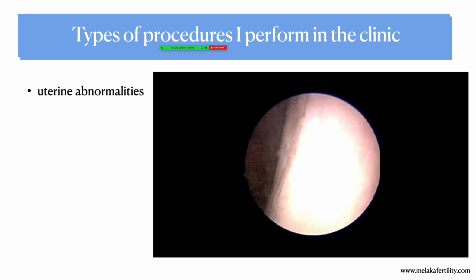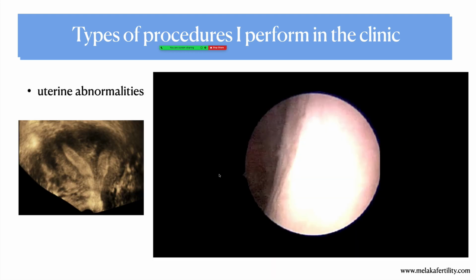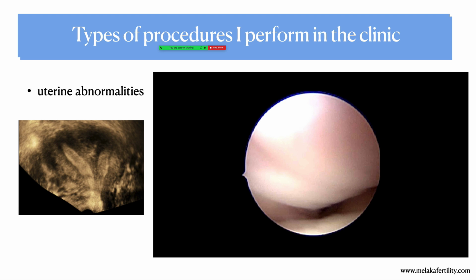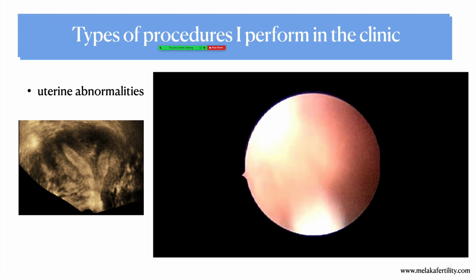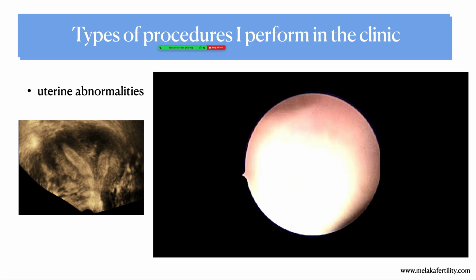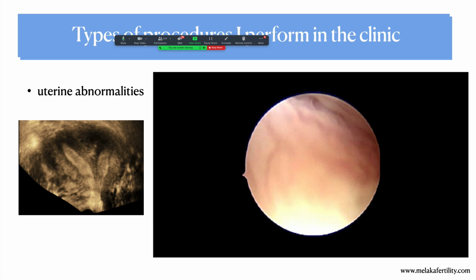We also see a lot of uterine abnormalities. As you know, this is a 3D ultrasound showing a uterus with two uterine cavities and also a uterine septum. This is a lady with a bicornuate uterus. Not only bicornuate, it's a double uterus, double cervix, and double vagina. This is the right cervix, and you can see that this is the right side. I've gone into the right side to look at the uterine cavity.